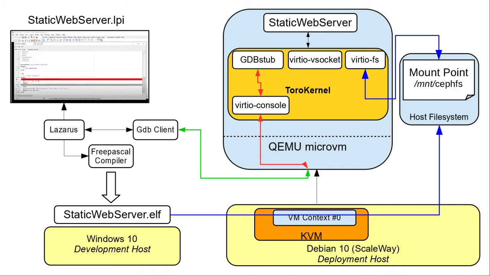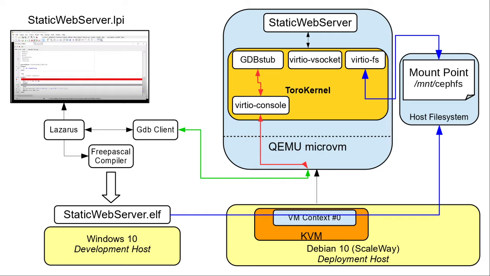Just to remind you the different pieces of software in this architecture, I'm going to use a development host at left and the deployment host at right. The development host is a Windows 10 with Lazarus and Free Pascal. The deployment host is a Debian 10 with KVM-QEMU. In the development host, the application is compiled and then it is deployed in the Debian host as a Toro guest by using KVM microvm machine. In addition, I use CF cluster to store the binaries and files for the guest.